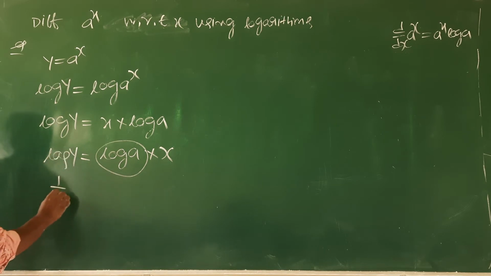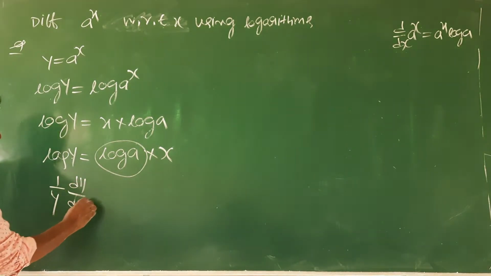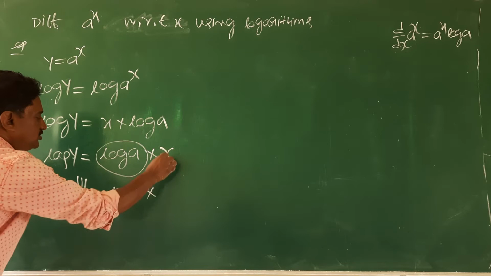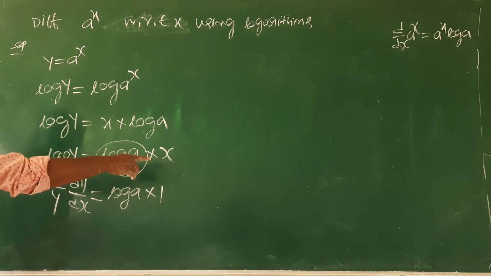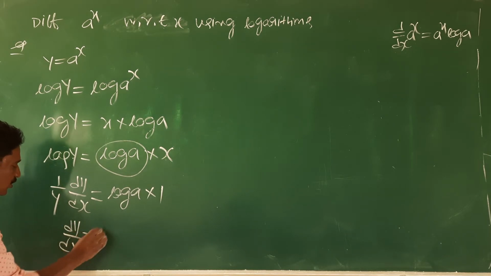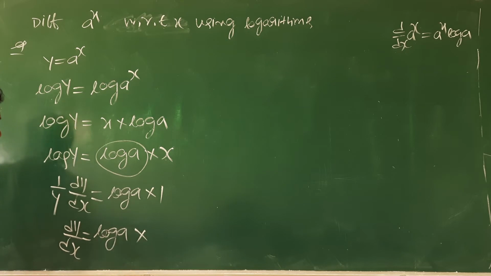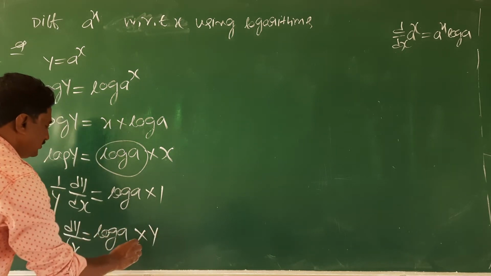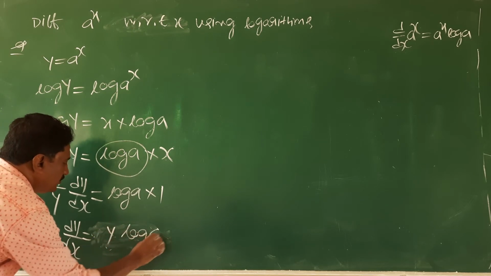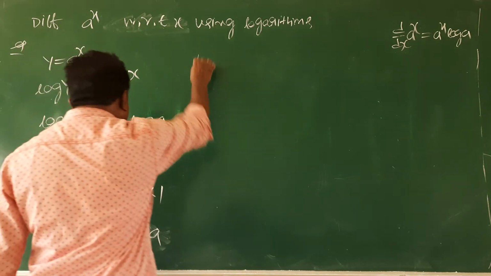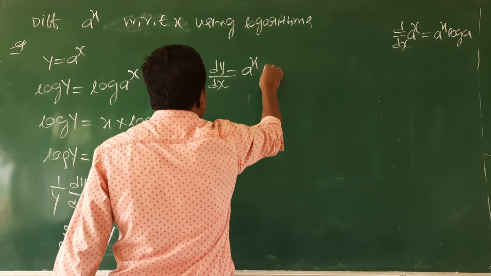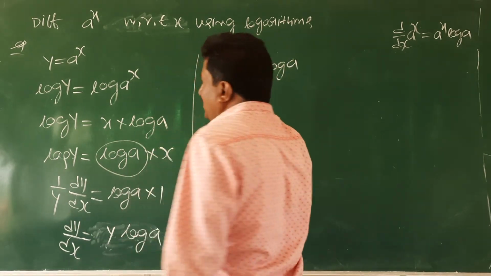Keep that log as it is. Log y gives 1 by y, again y is dy by dx. Constant into function: write that log a as it is. Differentiation of x is 1. Send that y to the right side. So dy by dx is log a into y, or y log a. Substitute for y. What is y? A power x. So dy by dx is equal to a power x into log a.